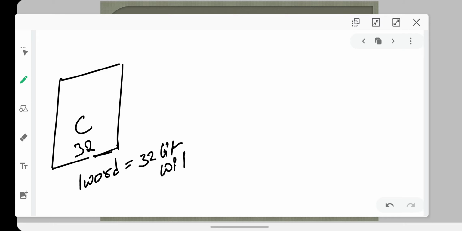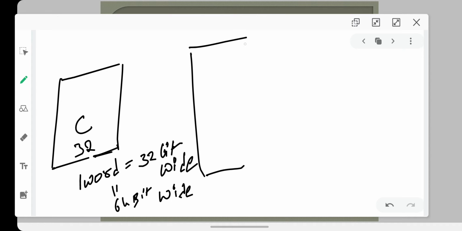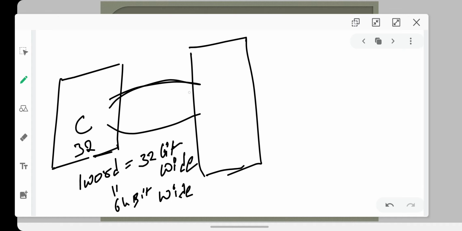When it is a 64-bit processor, one word will be 64-bit wide. For the time being we are considering the 32-bit processor, where one word is 32-bit wide. The data that is communicated between the L1 cache and the processor will always be in terms of words.